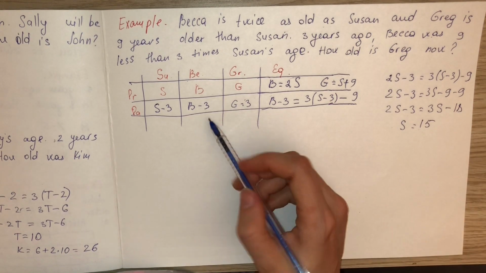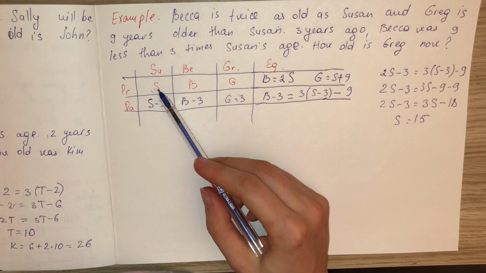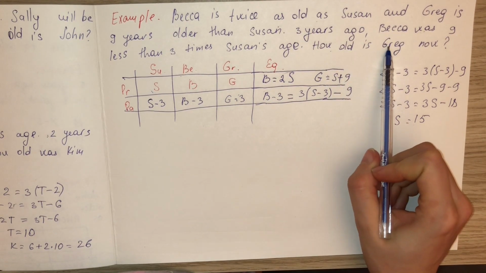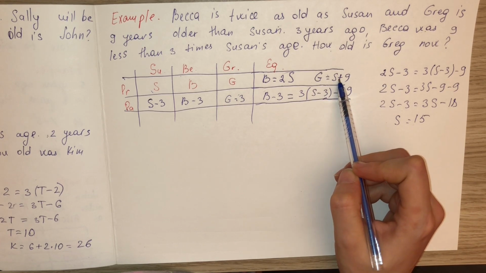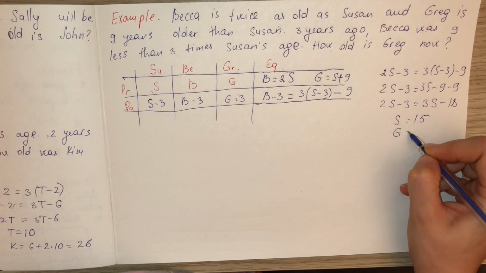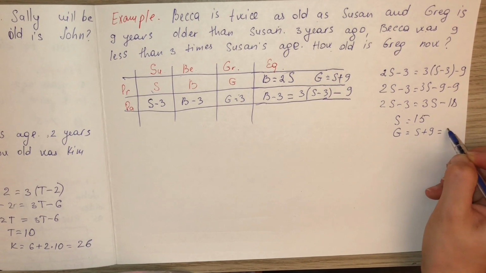And S is Susan's present age. How old is Greg now? Greg is 9 years older than Susan. So Greg is Susan plus 9, and 15 plus 9 is 24.